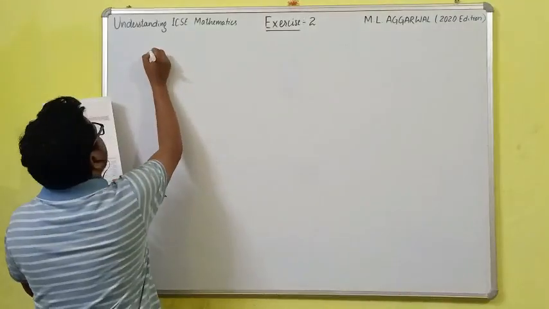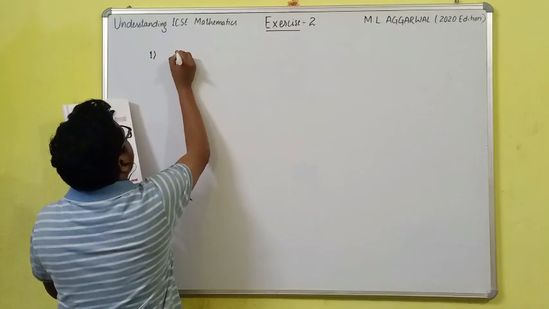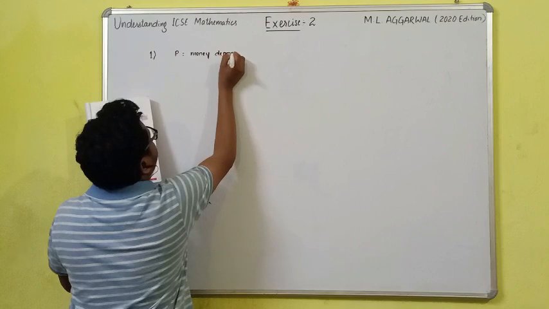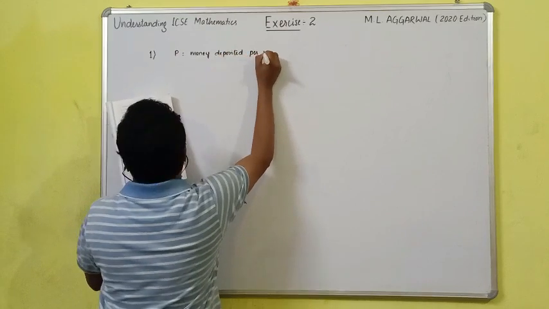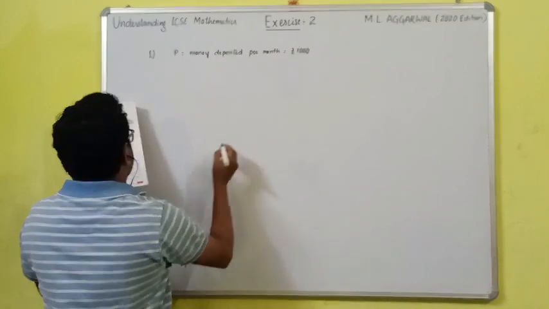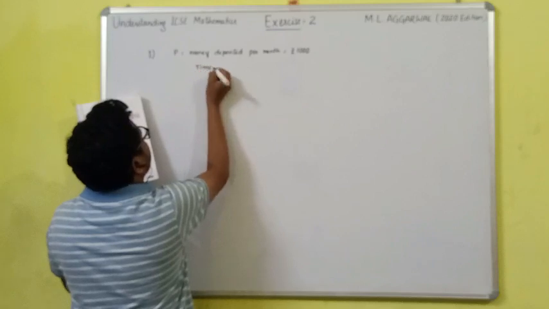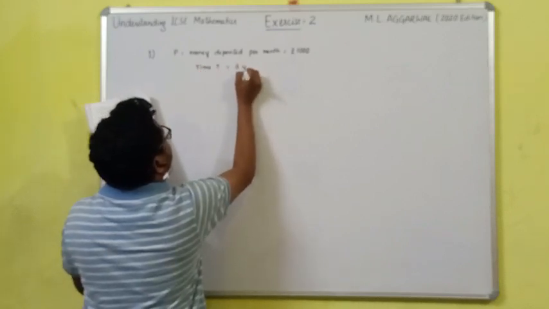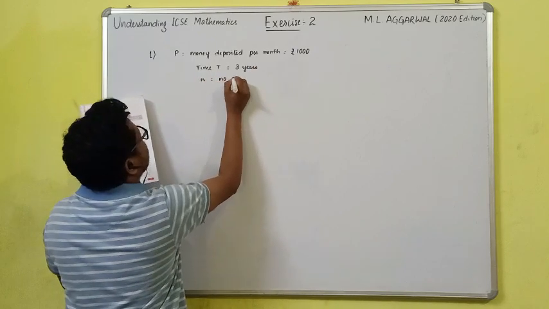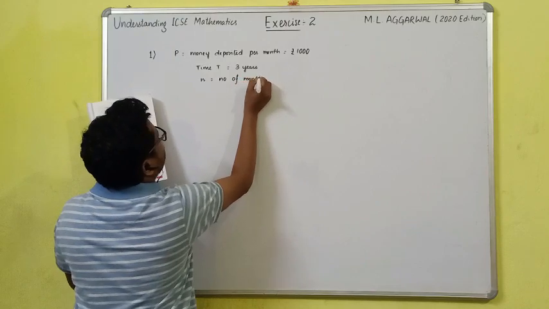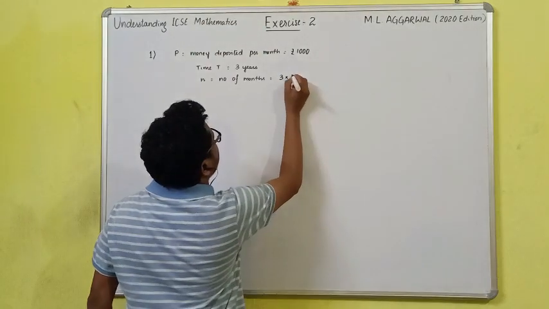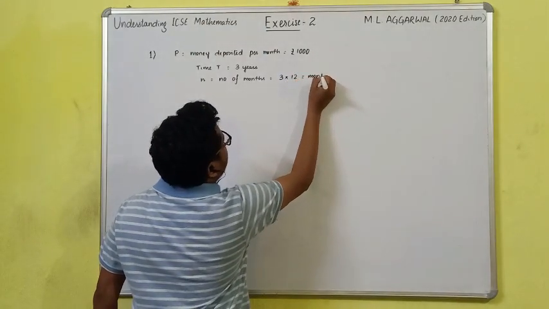Number 1. So what you will write here? Here you have to write P is equal to money deposited per month is equal to rupees 1000. Then time t is equal to 3 years, but you have to find it in terms of n. So n is equal to number of months. You know that 1 year means 12 months, so 3 years means 3 into 12 months.